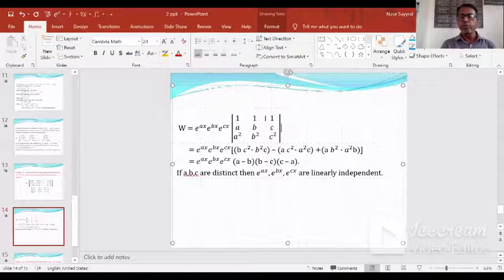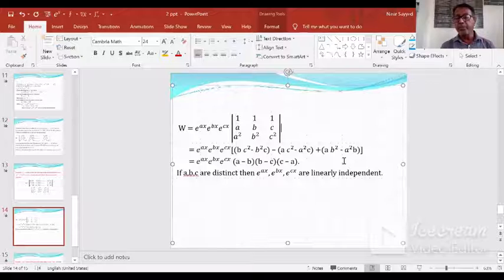We know how to evaluate this determinant. Now if you simplify this and rearrange the terms, this part is an exercise for you. Simplifying and rearranging the terms, this whole square bracket turns out to be (a minus b) into (b minus c) into (c minus a). This is the Wronskian of these three functions e to the power ax, e to the power bx, and e to the power cx. Now we want to decide when these functions are linearly independent.